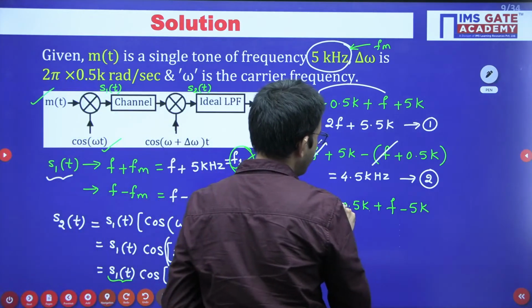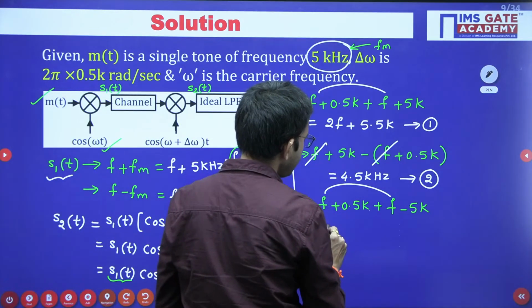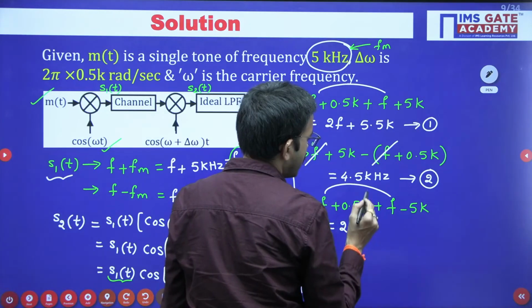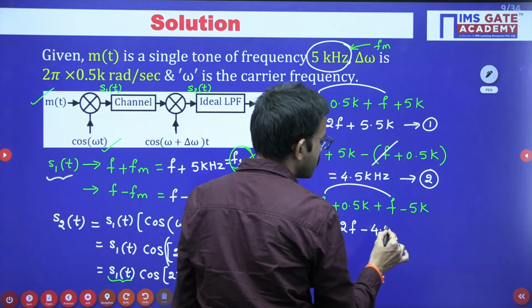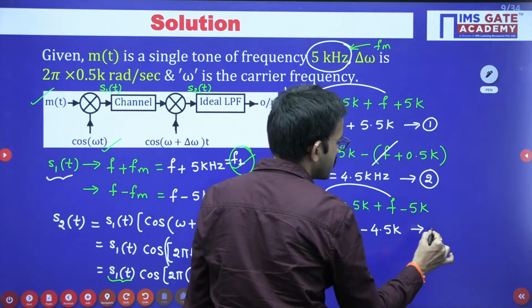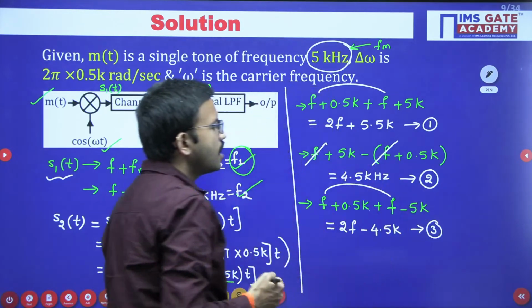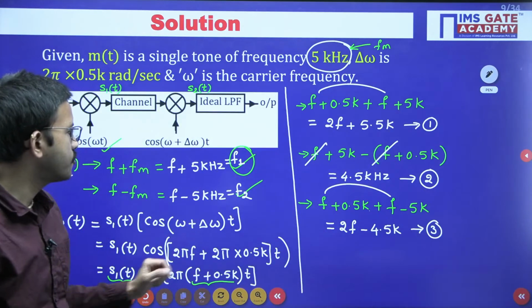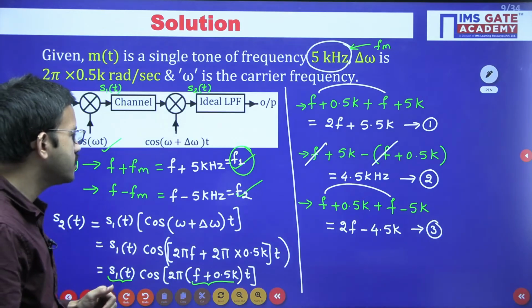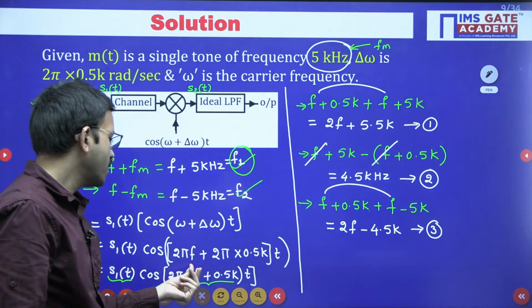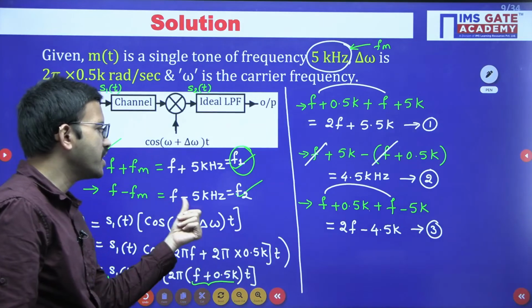So here f plus f is 2f, and minus 5 plus 0.5 is nothing but minus 4.5 kilohertz. So this is the third frequency. And for the last, the fourth one, you have to separate these two frequencies. Now tell me, which one is the larger? Here f plus 0.5, here f minus 5.